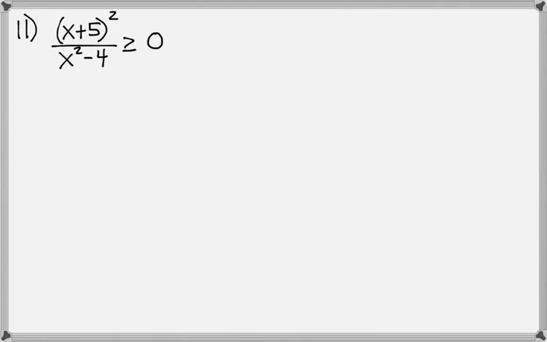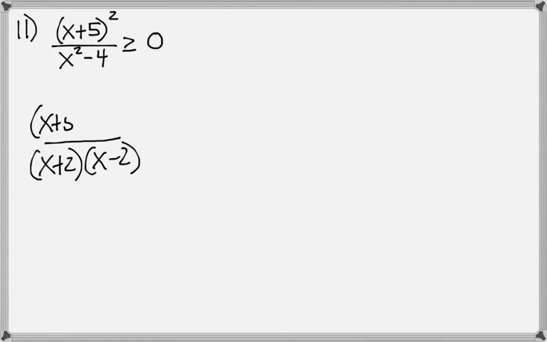Question number 11 is another rational expression one, and I do want to factor this. So the denominator is a difference of two squares. That'll be x plus 2, x minus 2. The numerator, I'm not going to really factor it, but if you do want to write it as x plus 5, you can. You don't have to.